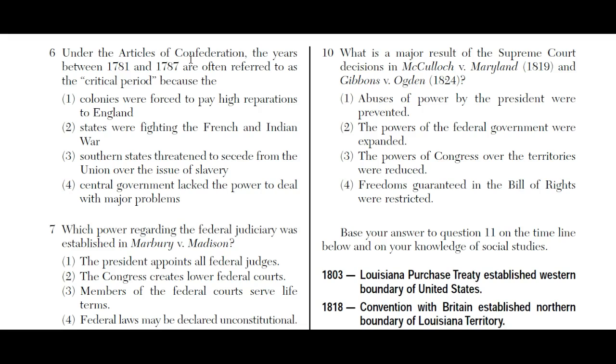They like to ask this kind of question. Articles of Confederation is referred to as the critical period because the central government lacked the power to deal with major problems.